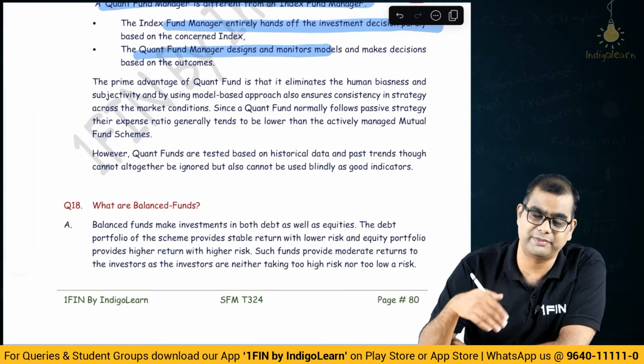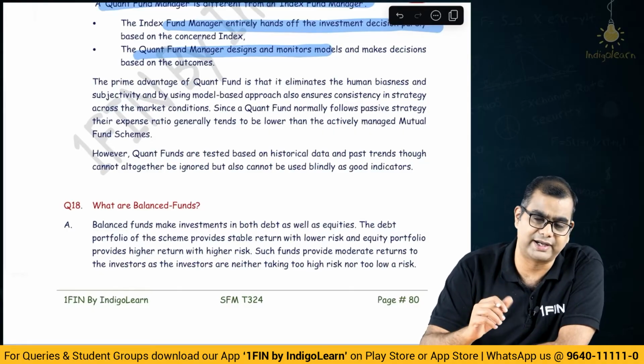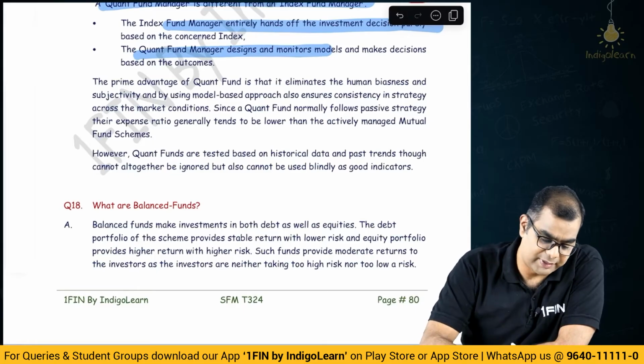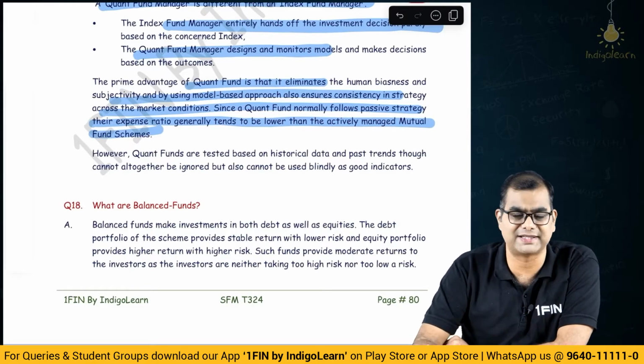So, the quant fund manager basically goes through the program. Is the program giving good results? Is it considering all data? Is it taking the right decisions? So, they focus more on optimizing the program. The prime advantage of a quant fund is that it eliminates the bias of humans and subjectivity by using a model-based approach. And since a quant fund normally follows a passive strategy, their expense ratio tends to be lower than actively managed mutual fund schemes. So, even a quant fund is passively managed.